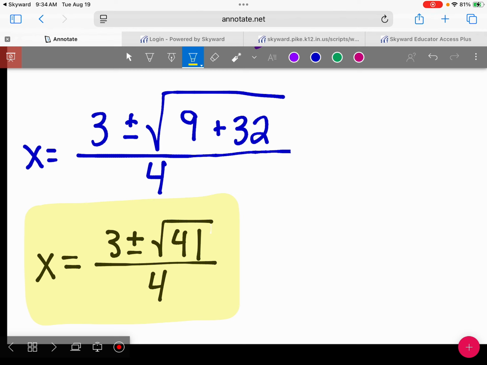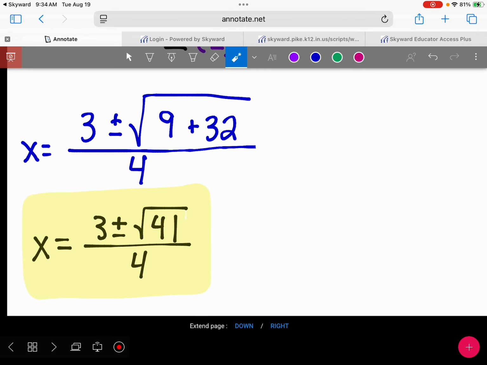If we needed it as a decimal, we would type that sucker in the calculator. Because, ew. But this gives us our 2 different roots. We're just getting 2 irrational roots. It's 3 plus the square root of 41 divided by 4, or 3 minus the square root of 41 divided by 4. It's 2 real roots. They're just irrational.